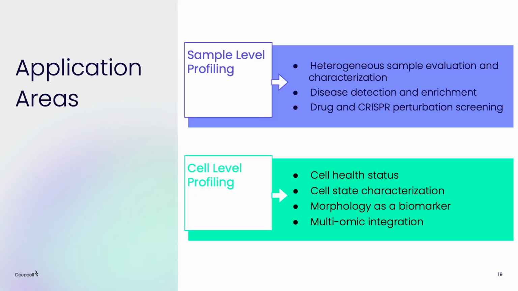These areas can be bucketed into two broad categories: sample level profiling, some examples of which include heterogeneous sample evaluation and characterization, disease detection and enrichment, and drug and CRISPR perturbation screening; and also cell level profiling, including cell health status, cell state characterization, morphology as a biomarker, and integration with multiomics. And I'm now going to turn the talk over to my colleague, Ryan, to highlight a few examples from each of these categories.